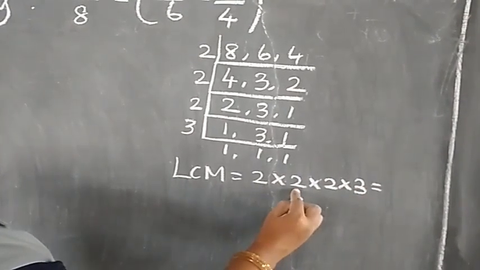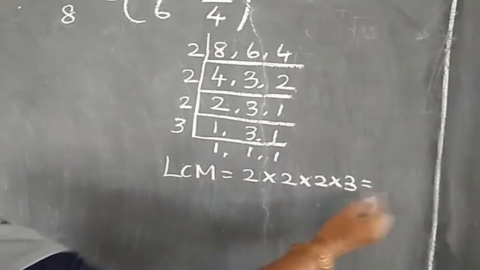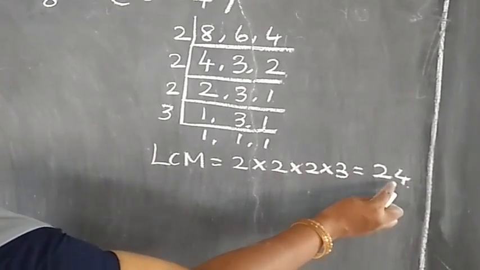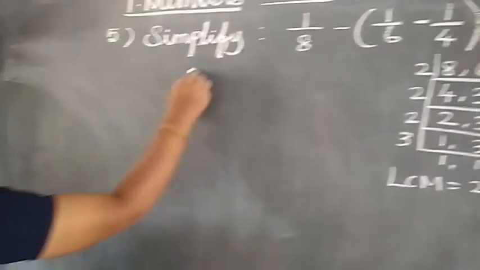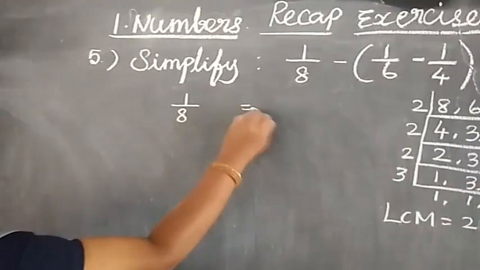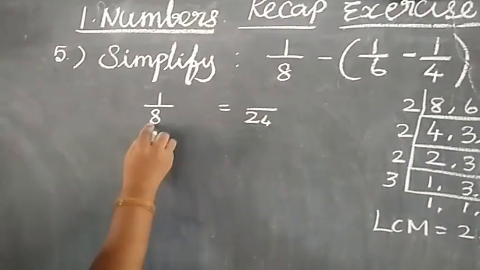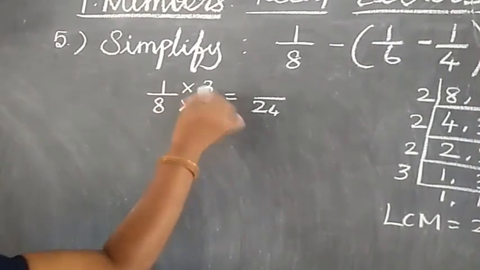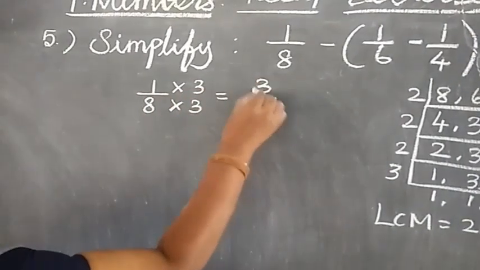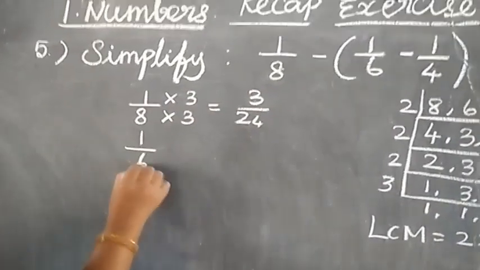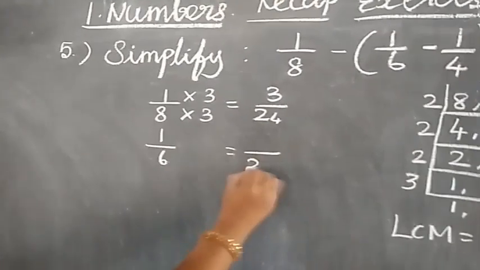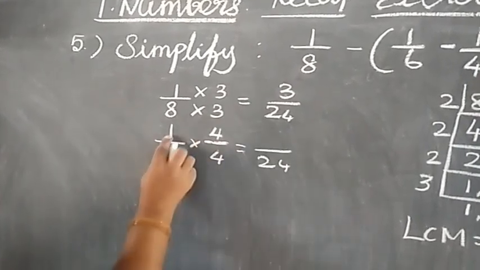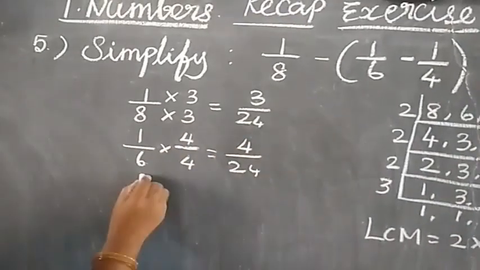2 2s are 4. 4 2s are 8. 8 3s are 24. So you want to change the denominator into 24. First change the first fraction. Denominator 24. How many 8s are 24? 3 8s are 24. So the numerator is also multiplied by 3. 1 3 is 3. Next, 1 by 6. How many 6s are 24? 4 6s are 24. So multiply the numerator also by 4. 1 4 is 4.